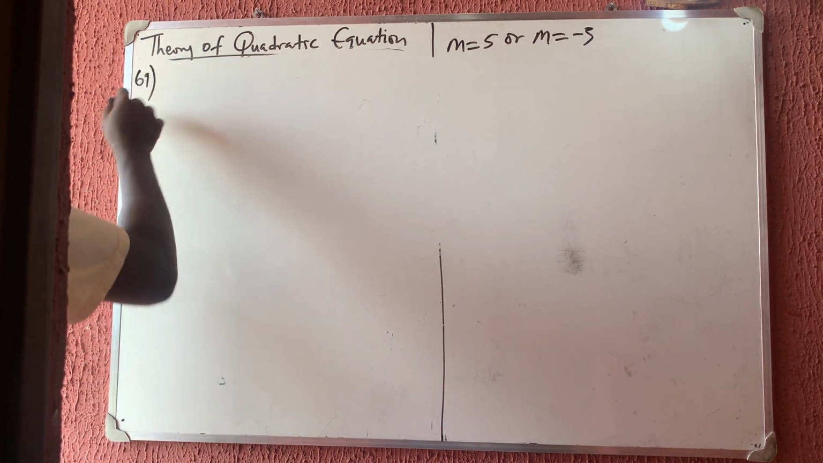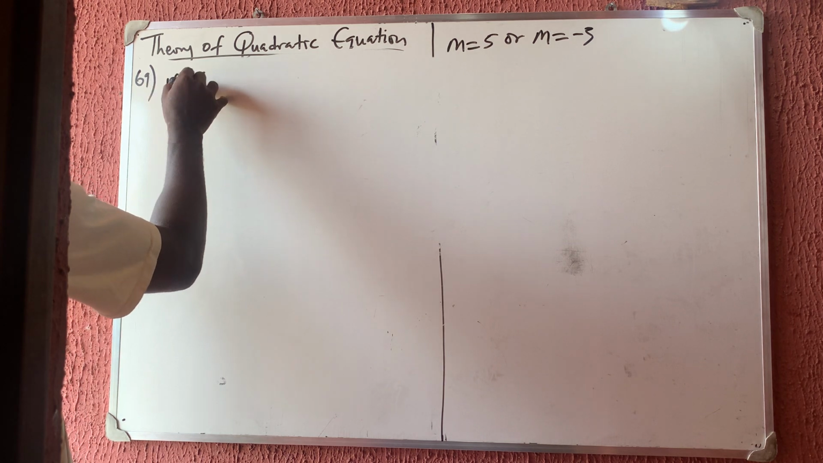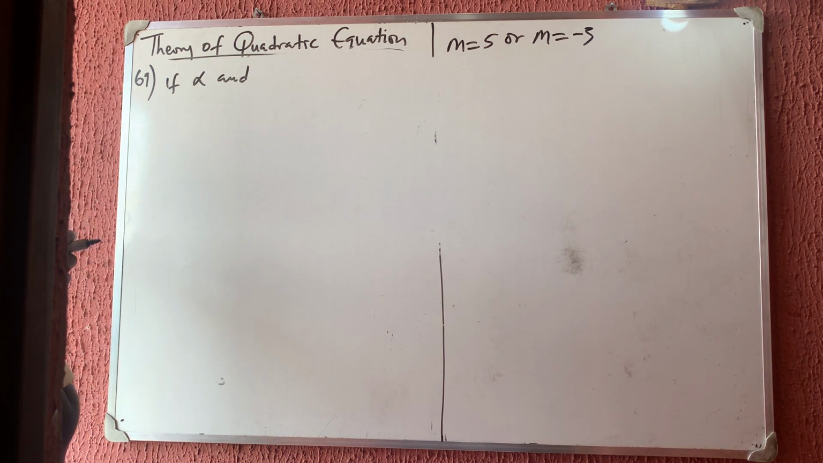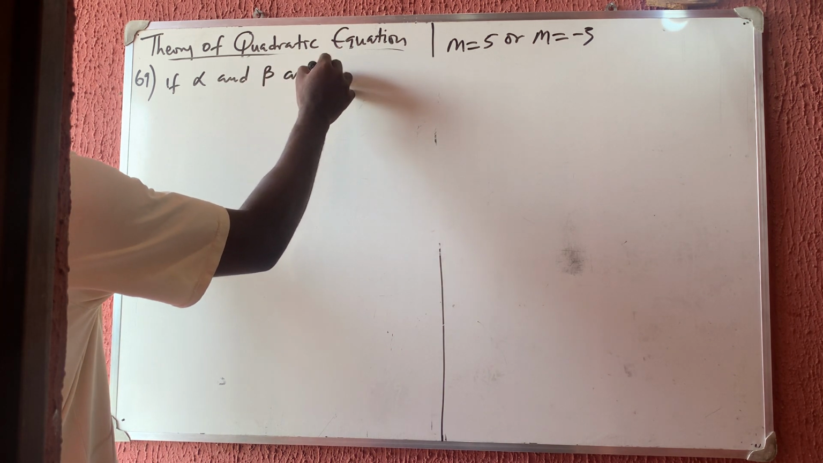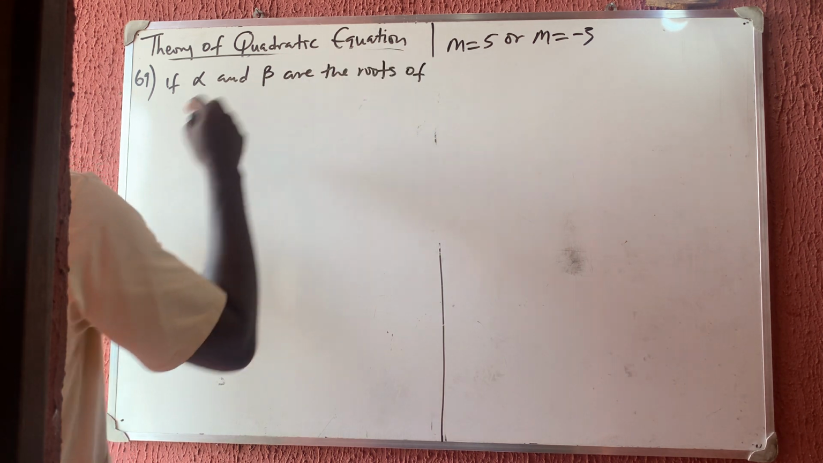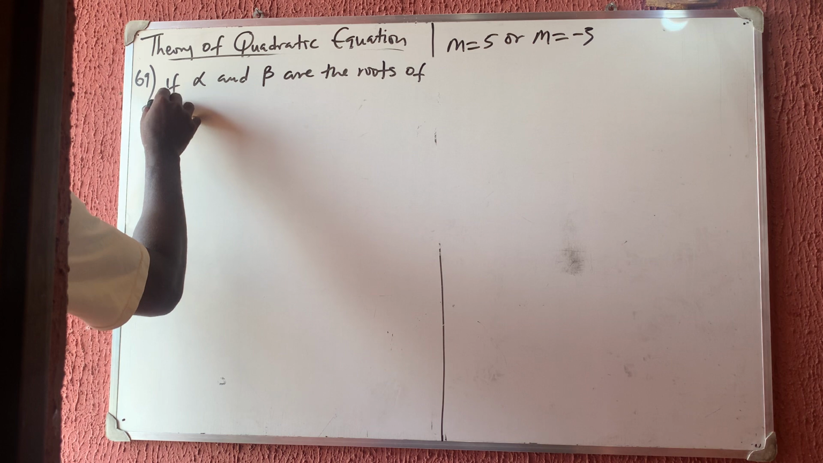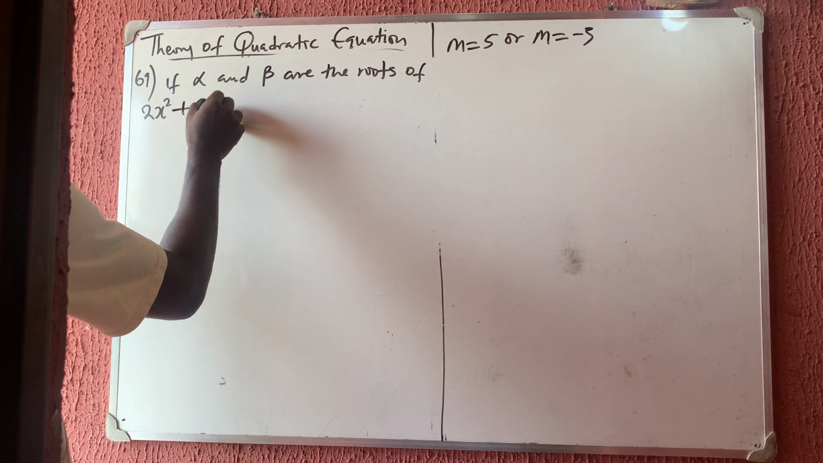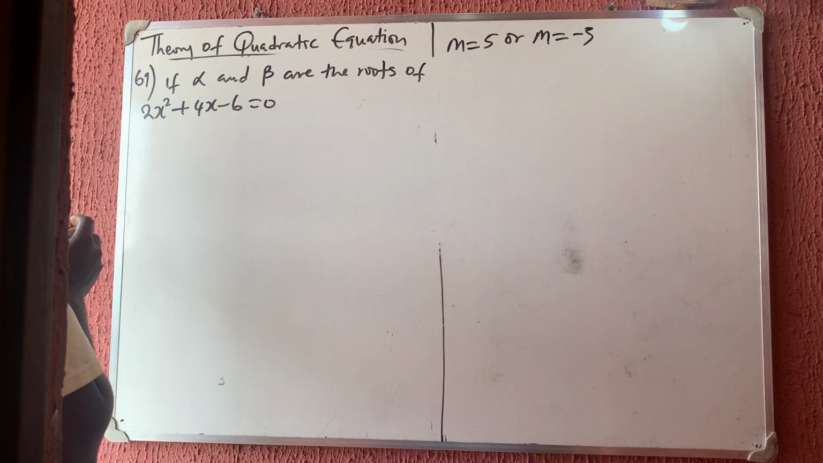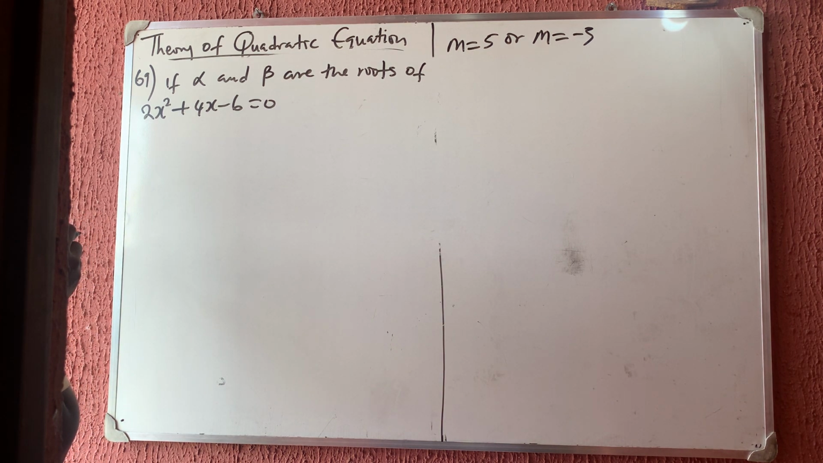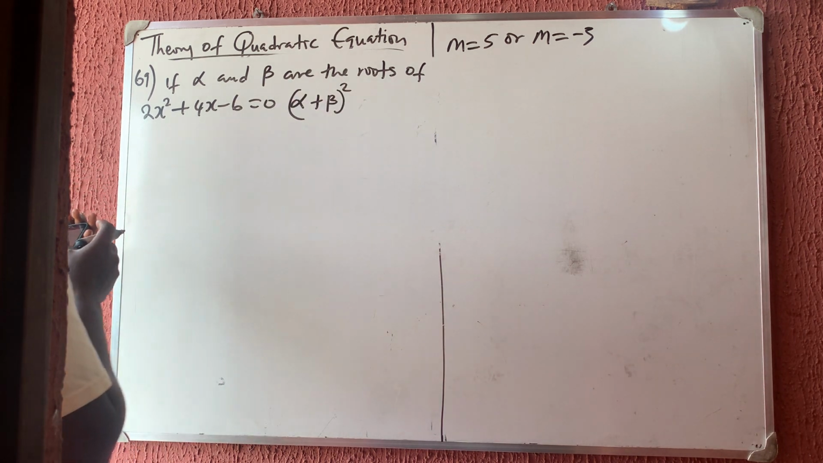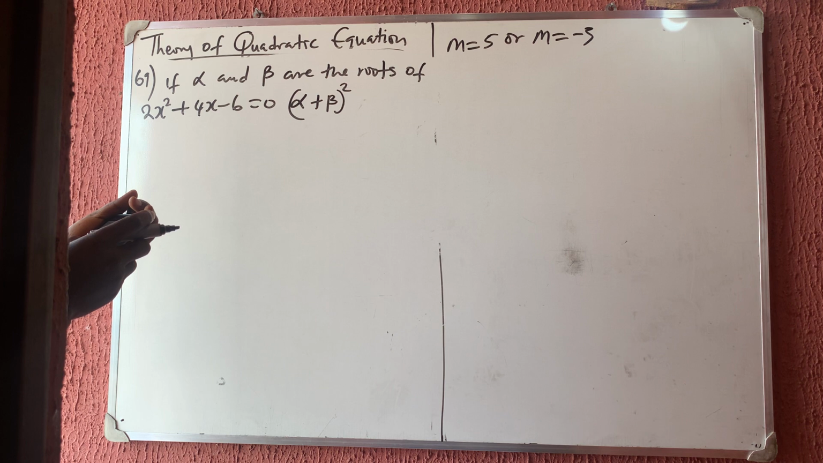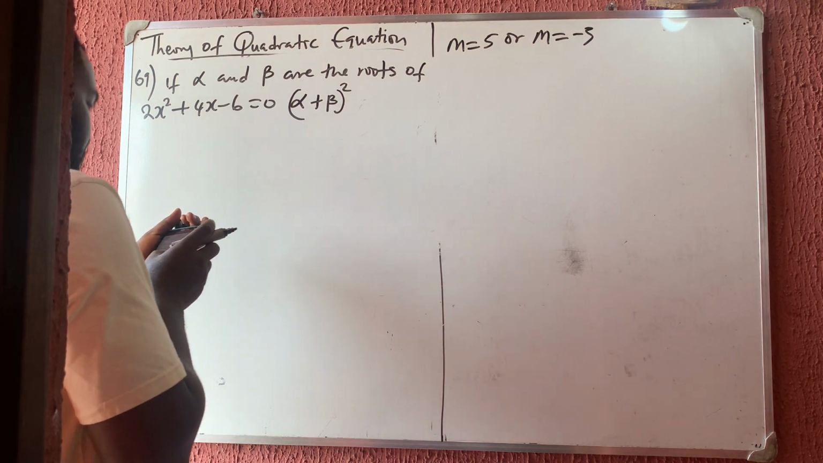Question number 69 said that if alpha and beta are the roots of 2x squared plus 4x minus 6 equal to 0, then alpha plus beta all squared is what? I think that's a typo error. There's a typographical error there.